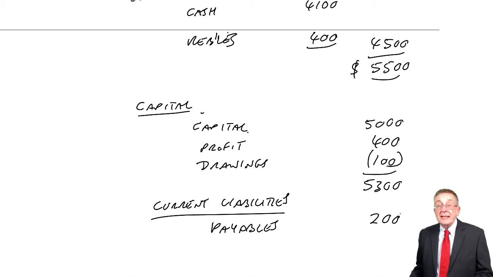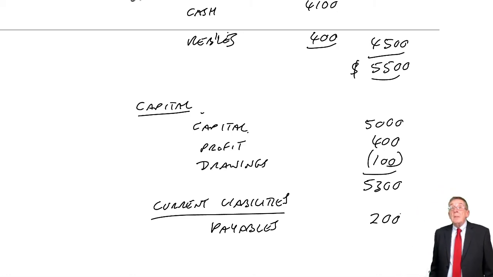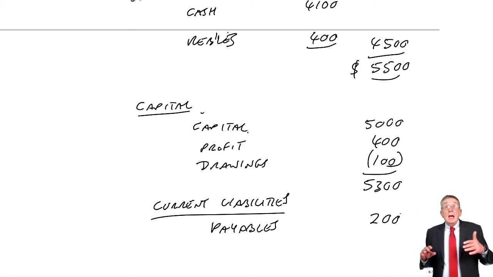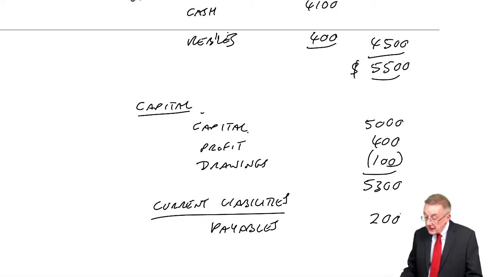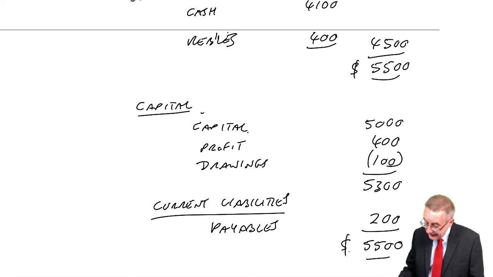Now remember, there is another heading, non-current liabilities, but we don't need to show 0 items. So there's no point in showing non-current liabilities 0. But there are current liabilities listed, and there we are. Beautiful.